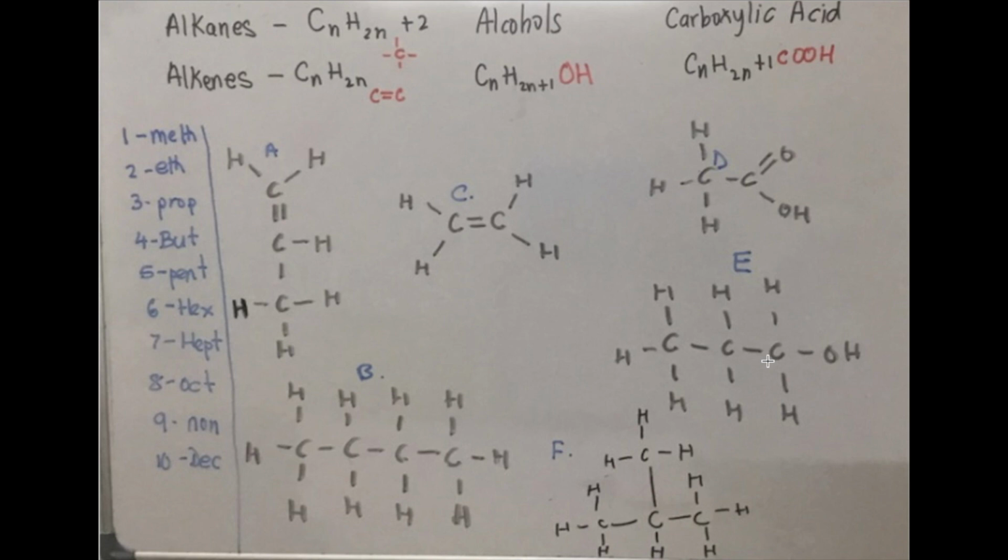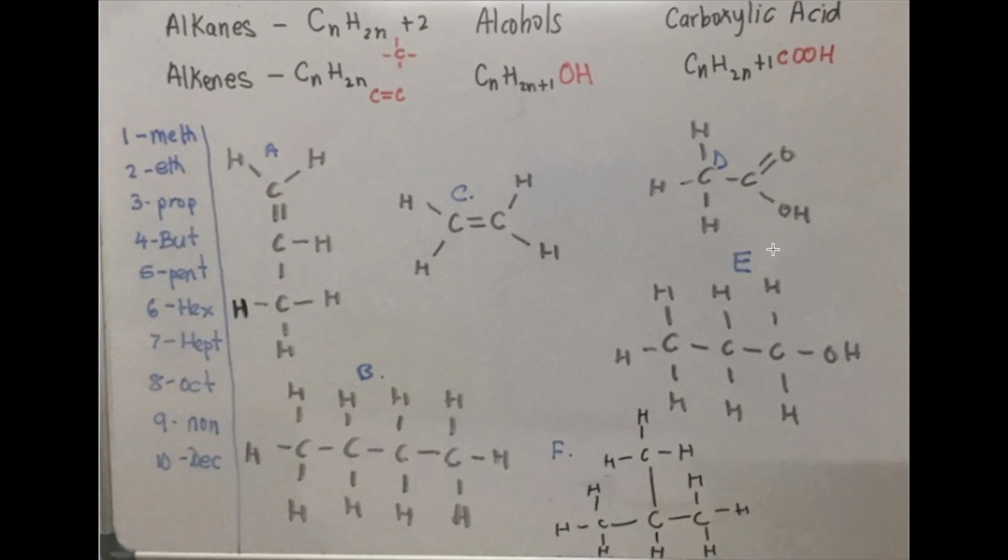So if you said the name for letter E is propanol, that's correct. 3 carbons in a straight chain. And for letter D, ethanoic acid. The prefix eth because of 2 carbons, and oic acid always. So for the last activity now, I would like you to draw the structure for butanoic acid and share that with me.